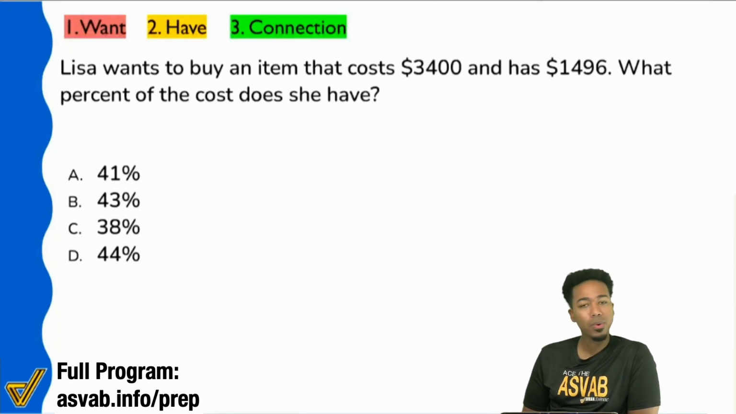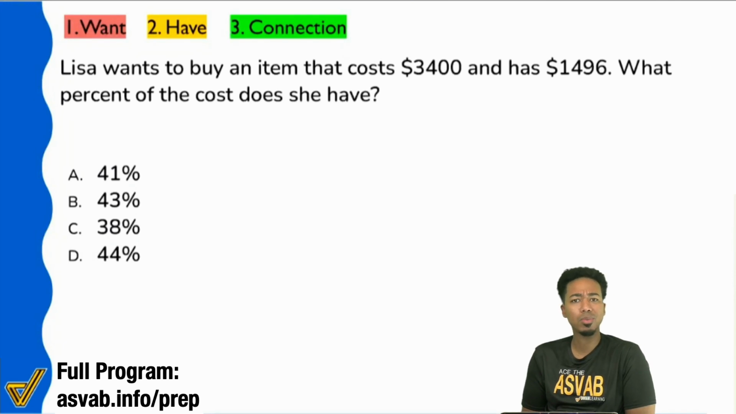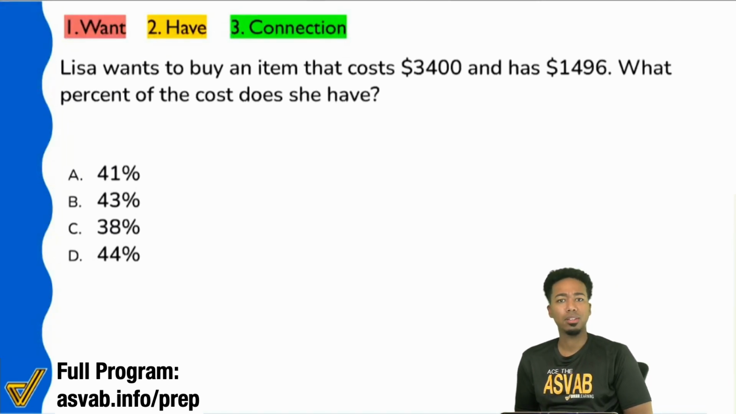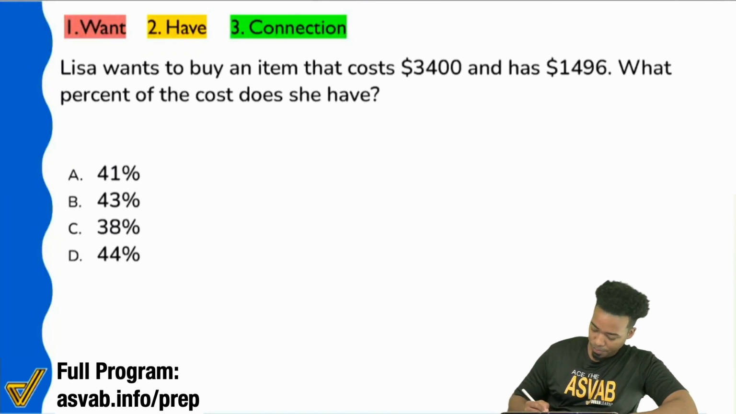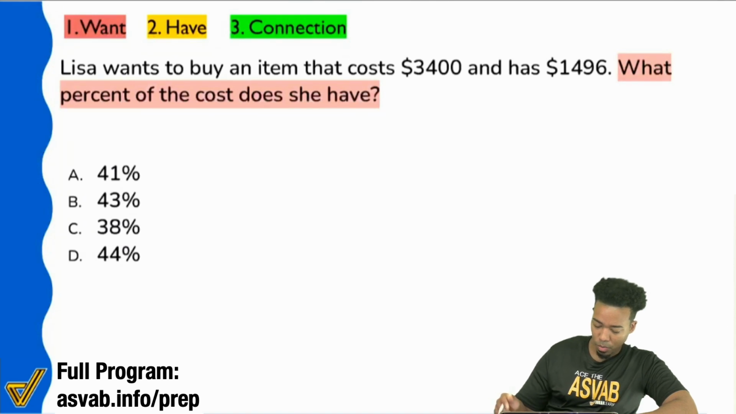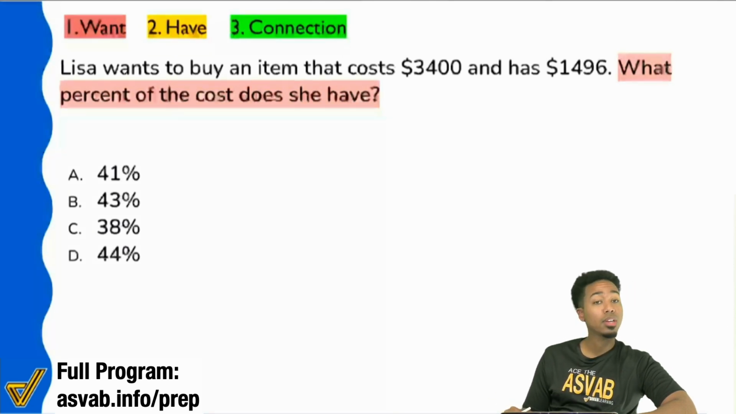Again, there's no point in sorting through a bunch of information when you don't know or care what the information does for you yet. So, with that said, turn your attention always, as short as the problem might be, just start right here. What percent of the cost does she have?